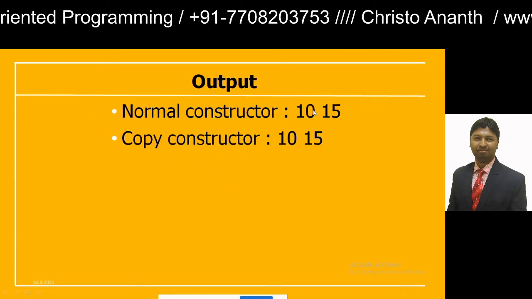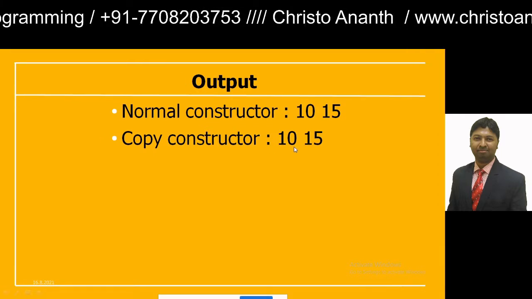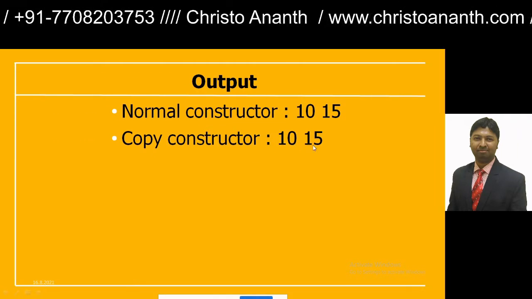So the normal constructor gives 10, 15. Similarly, the copy constructor gives the same as the normal constructor, so it is 10, 15.